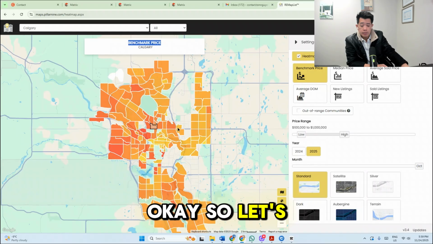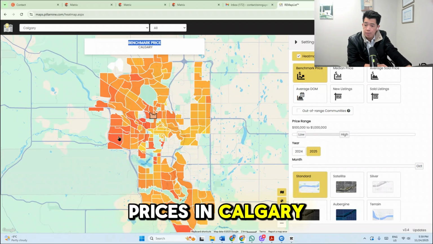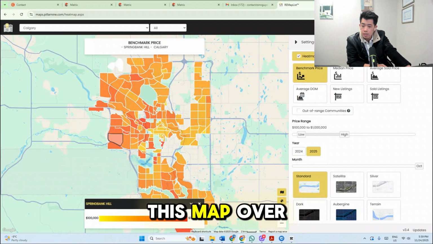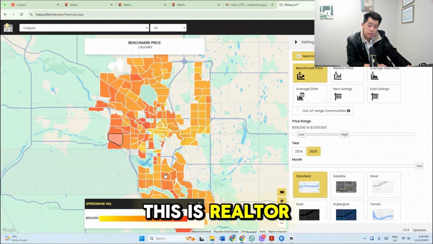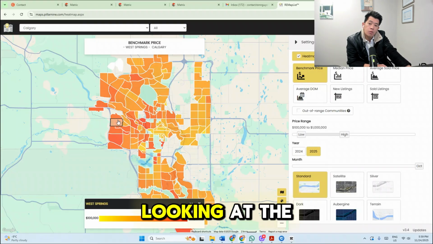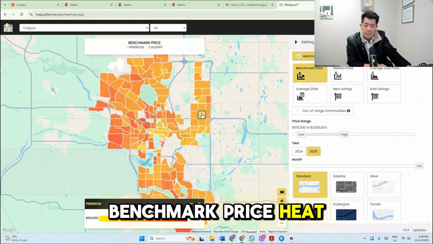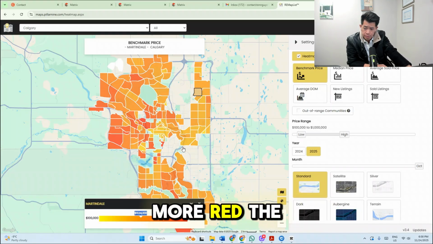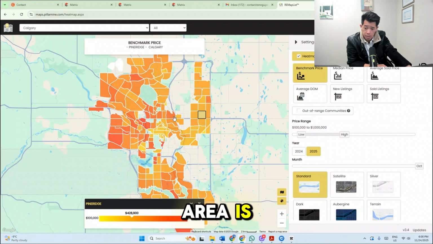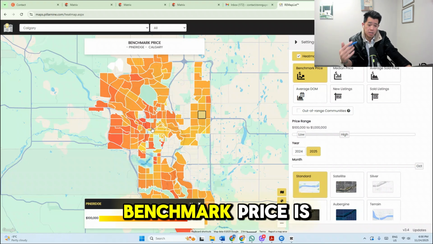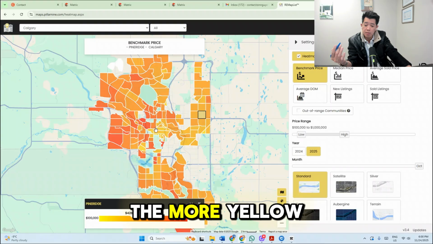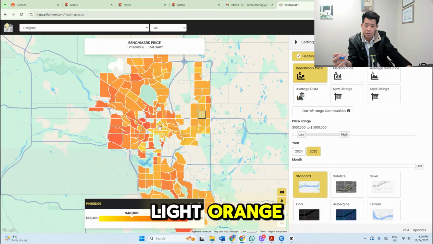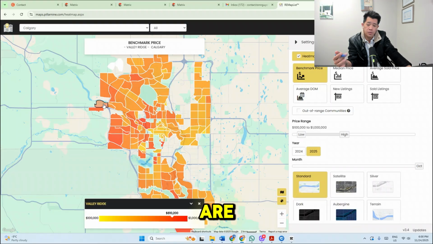Okay, so let's talk about prices in Calgary. So look at this map over here. This is Realtor map. You are looking at the benchmark price heat map. See, it is very simple. The more red the area is, the higher the benchmark price is. The more yellow or light orange it is, the more affordable homes are.